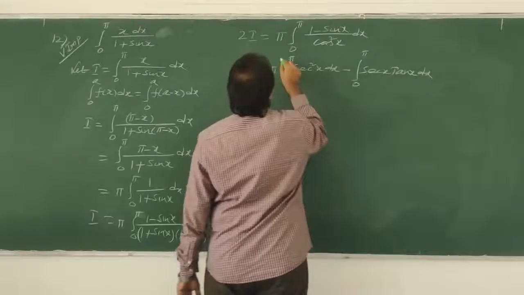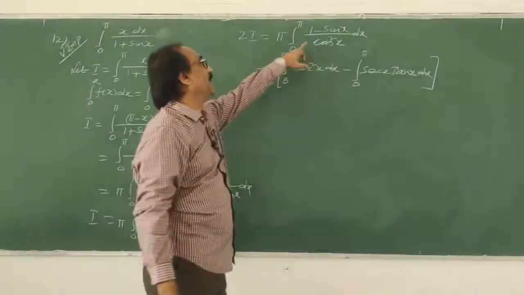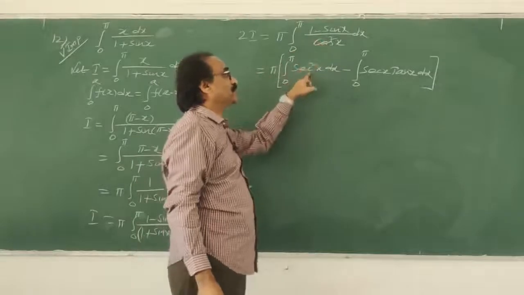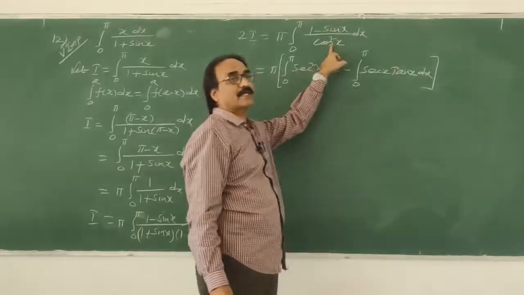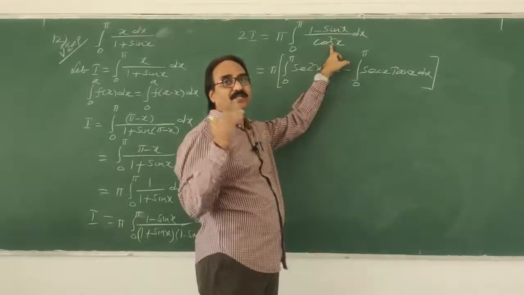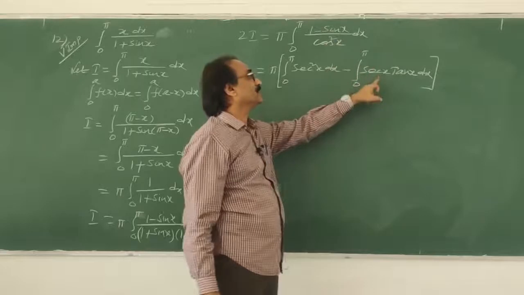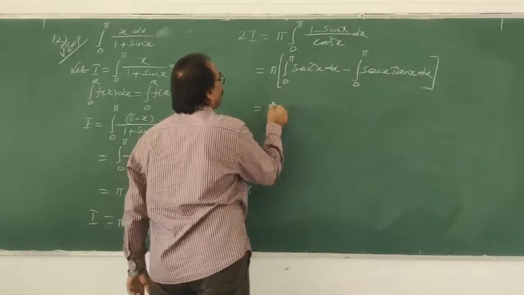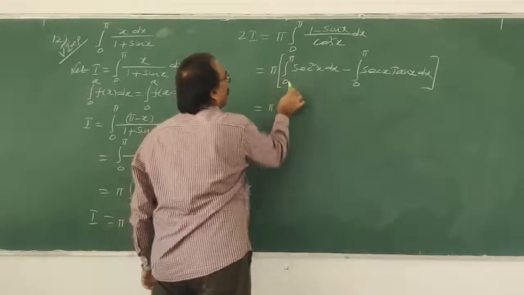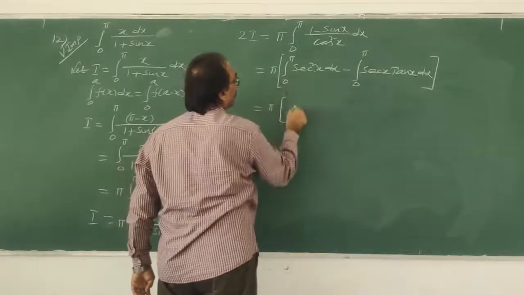Now here pi is common for both. So what I did, again I separated: 1 by cos square x is secant square x dx, minus sin x by cos square x. Cos square x you write as cos x into cos x, sin x by cos x is tan x, 1 by cos x is secant x. That is how we got it. So now pi into the integral of secant square x, which is tan x.